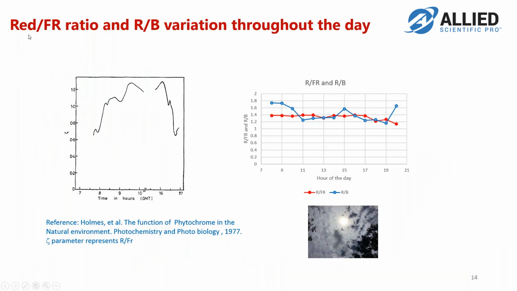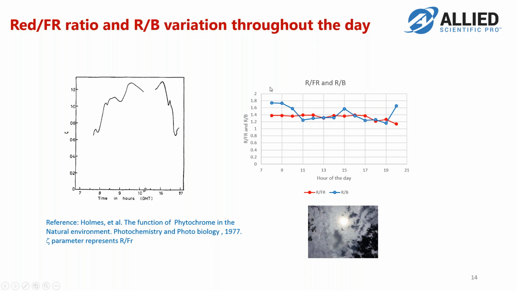Here is again the red to far red ratio and the red to blue ratio, and here's a paper that shows that the red to far red ratio, shown by this parameter zeta, is low at the beginning of the day, and then it decreases at the end of the day. We also saw that it was not so at the beginning of the day, because there were a lot of clouds, as shown here when the measurement was done. But at the end of the day, we saw a decrease. And the red to blue ratio is actually the reverse.